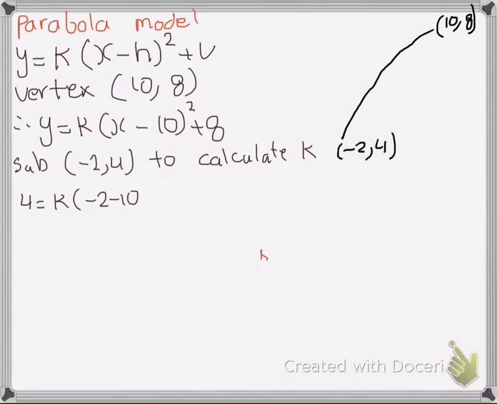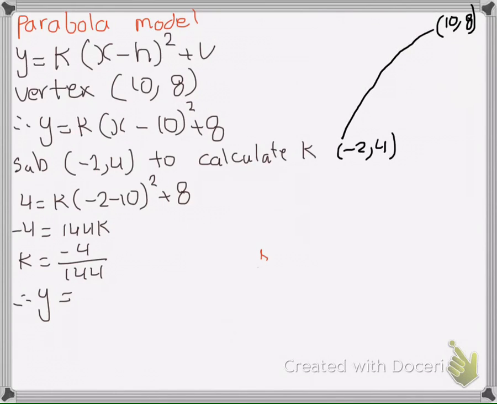So then it's just substitute. I forgot the square on the previous one, so I've just rewritten it, plus 8. Now rearrange. Taking the 8 to the other side becomes -4, because 4 minus 8 is -4. And then -2 minus 10 is -12, and -12 squared is 144. That's why I've got 144k. So the k value is -4 over 144. So your final equation is y equals -4 over 144, open bracket, x minus 10, squared, plus 8.